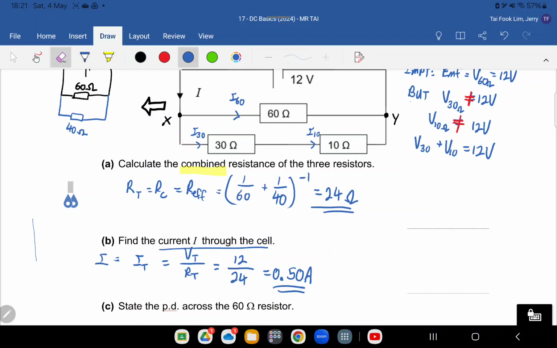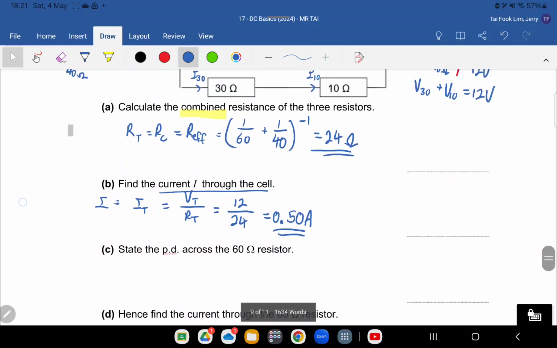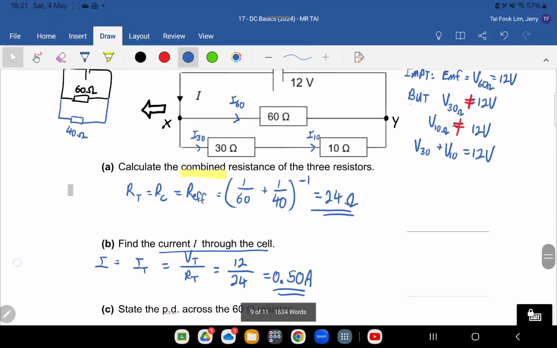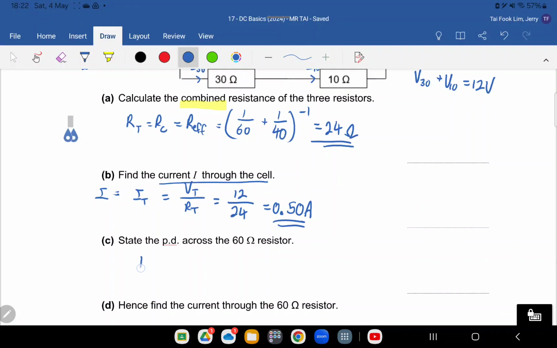Next, state the potential difference across the 60 ohm resistor. So just now I've already talked about it. Here, the potential difference across here is actually the same as this. It's the same as this. So, which is 12. Okay, so the answer is 12 volts.